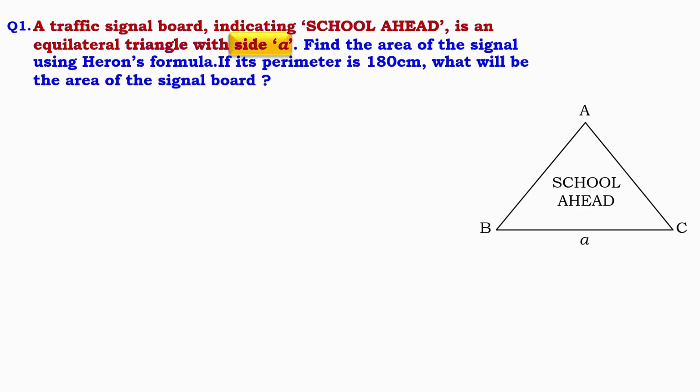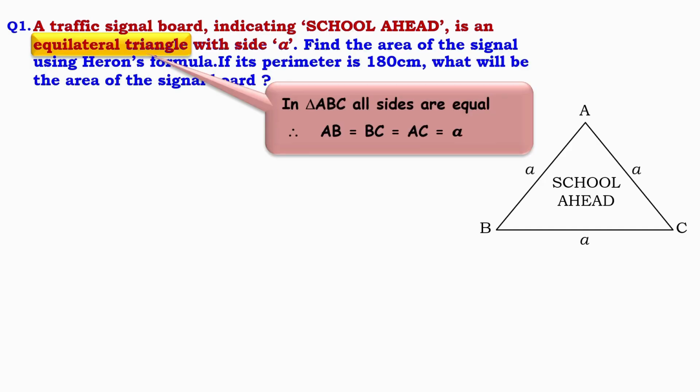Okay, and what is the side? The side is a. I already focused that equilateral triangle should be the main part here. So in an equilateral triangle, we know that all sides are equal. So in this case, AB equals BC equals AC, and they are all equal to a, because we know the side is given as a.